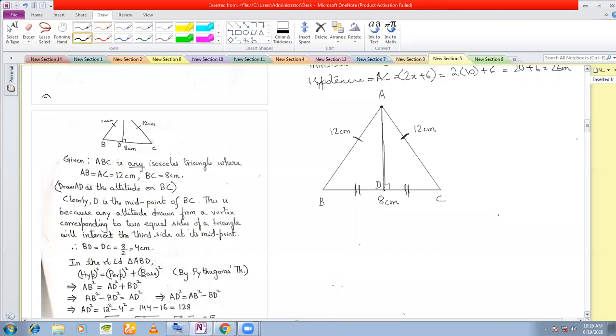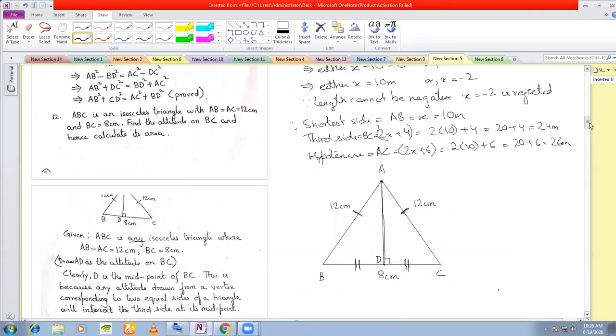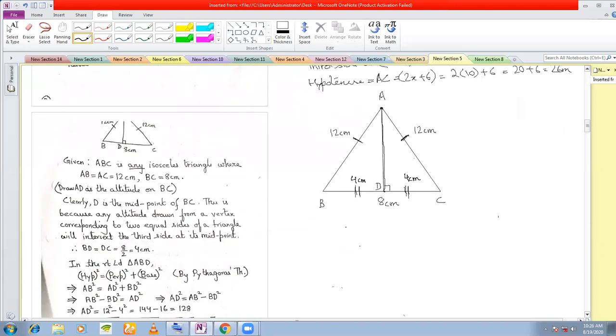So I think I have 5 minutes left. I'll finish in 5 minutes. ABC is an isosceles triangle with AB equal to AC equal to 12 centimeters. BC is 8 centimeters. So this length is clearly how much? 4 centimeters. Find the altitude on BC and hence calculate its area. Altitude on BC is AD. So from Pythagoras theorem, you consider this right angle triangle or that one. Either way it will work.